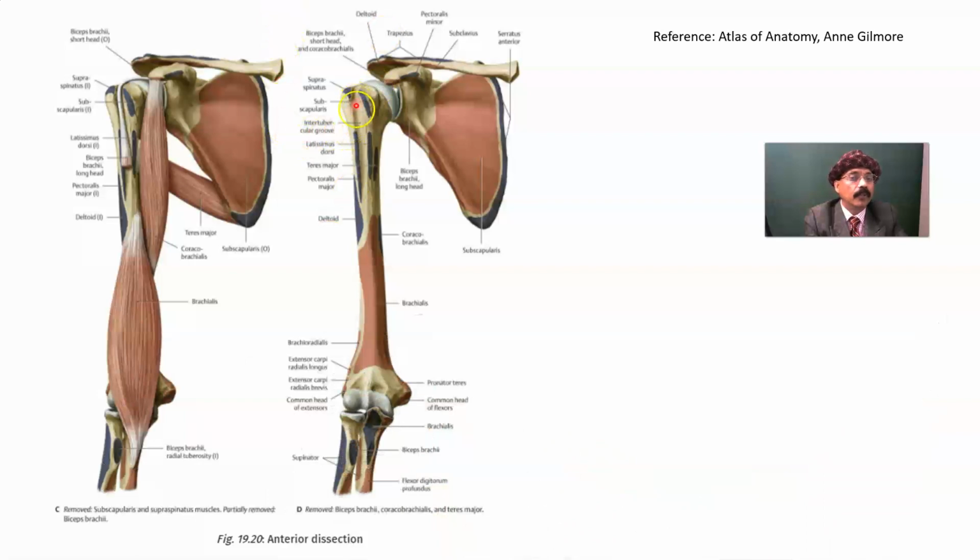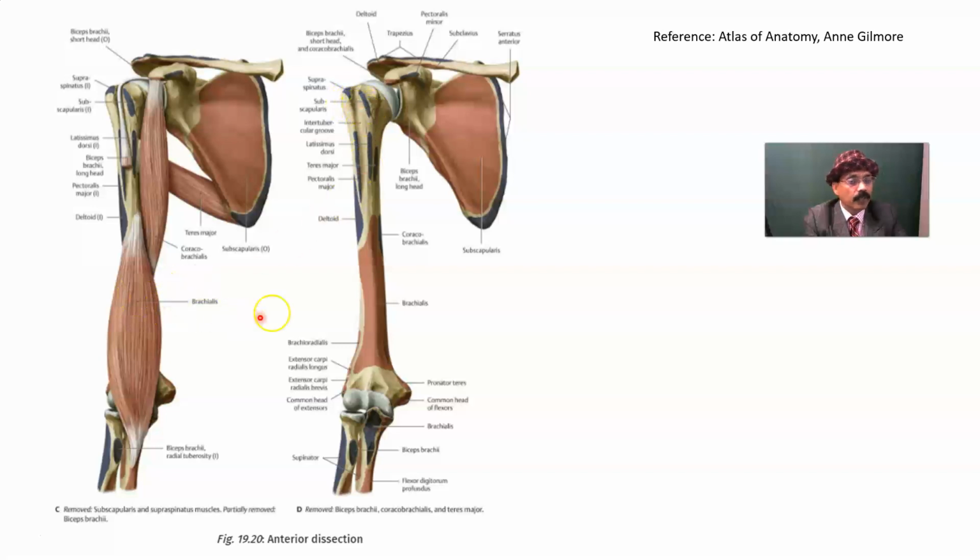Again, the bicipital groove. What inserts in the floor? The latissimus dorsi muscle. In the medial lip, teres major. In the lateral lip, the pectoralis major muscle. What is the content? The long head of the tendon of biceps brachii with its synovial sheath and the ascending branch of the anterior circumflex humeral artery. What ligament bridges here? The transverse humeral ligament.